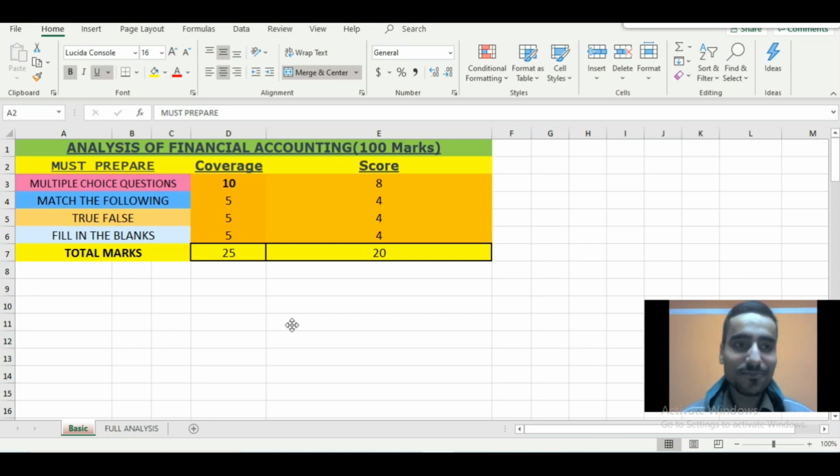So let's start. First of all, as you can see on the screen, analysis of Financial Accounting, which is of 100 marks in CMA Inter examinations and Paper 5. As you can see on the screen, we have first multiple choice questions and then match the following, true false and fill in the blanks, right? So multiple choice questions come for 10 marks, match the following for 5 marks, true false for 5 marks and fill in the blanks for 5 marks.